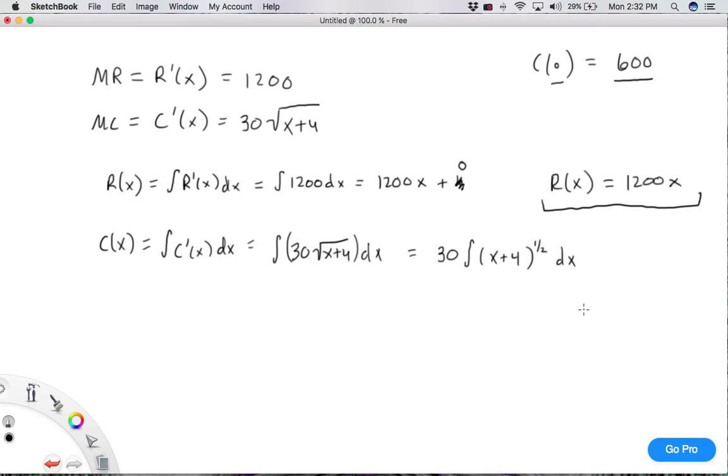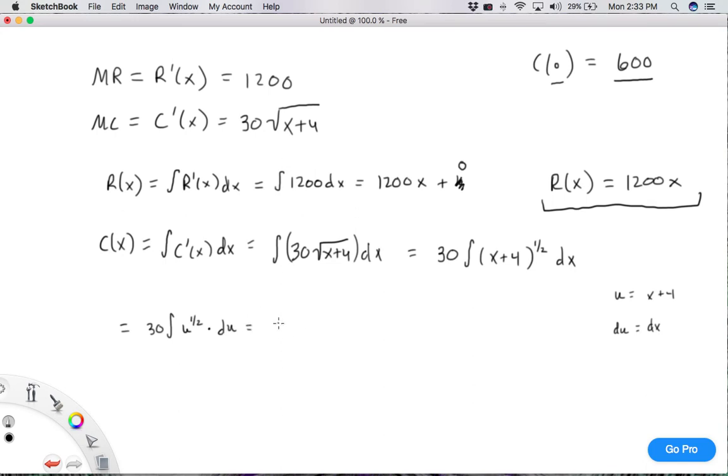Since this is essentially a chain rule, to integrate this, we're going to have to do a u substitution. So we're going to let u equal the inside, so x plus 4. That means du is just going to be dx, which is good news. It's going to make our life a little easier. Okay, so then we're going to rewrite this integral once again. u is x plus 4, so this is actually just u to the 1/2, and dx is equal to du, so that's times du.